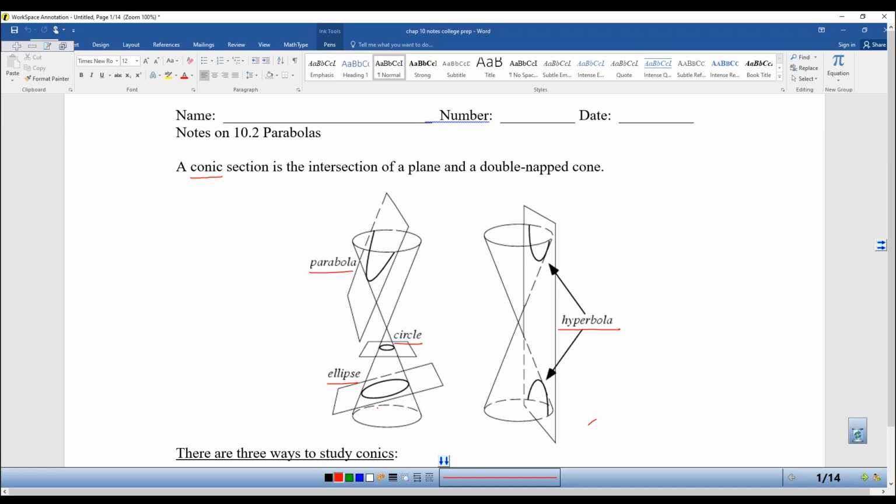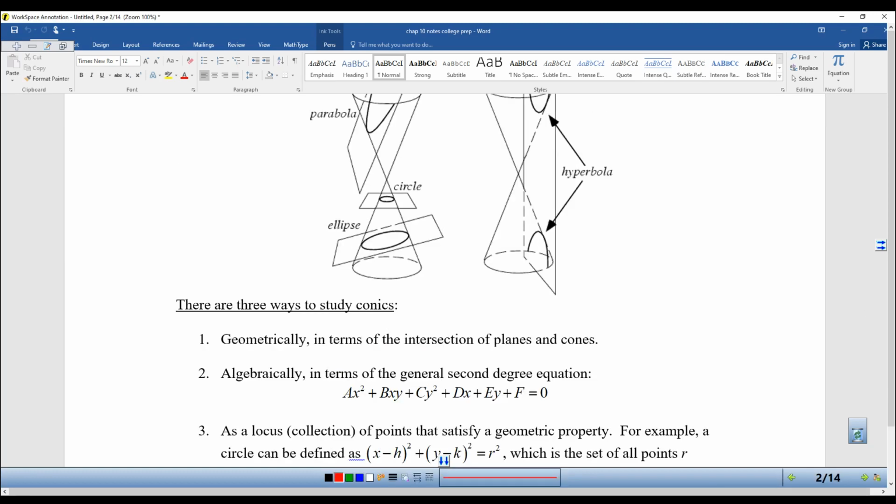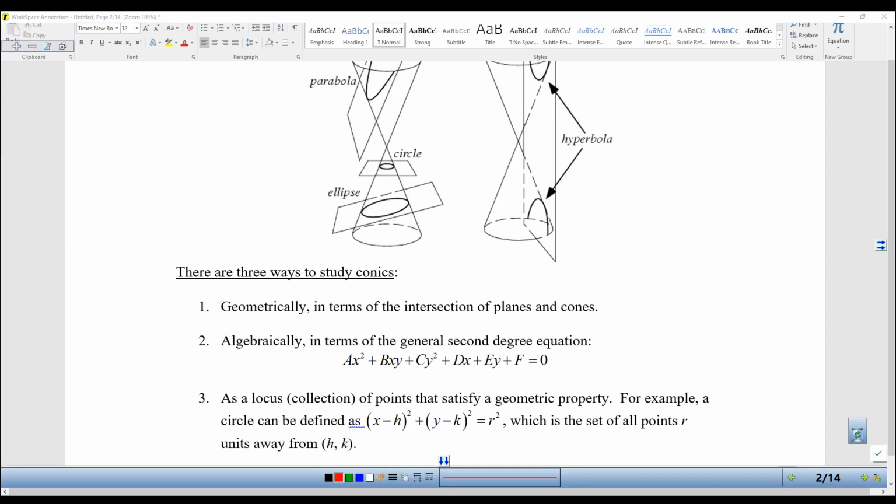There are going to be 3 ways that we could study conics. Geometrically, we just described it: it's the intersection of planes and cones. Of course, we have studied some of these things algebraically. They form some kind of a second-degree equation. The third way is really interesting: as a locus, or a collection of points that satisfy a geometric property.